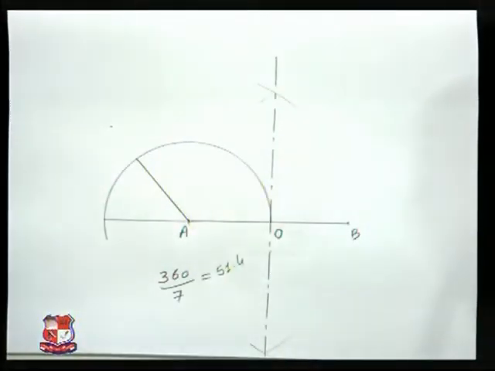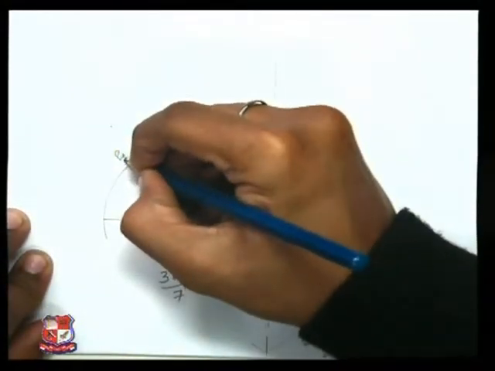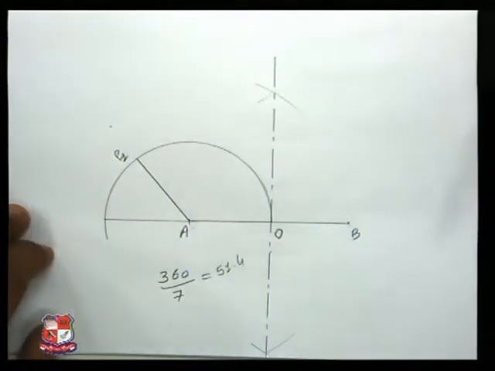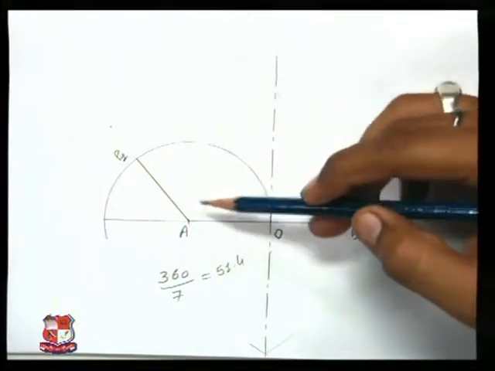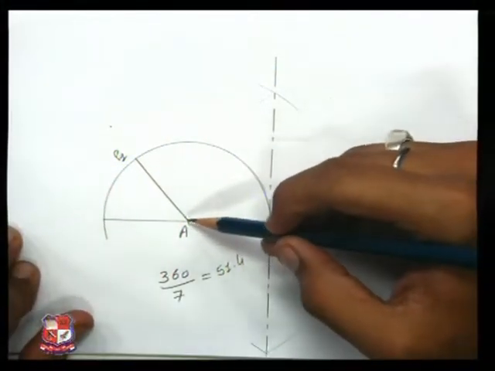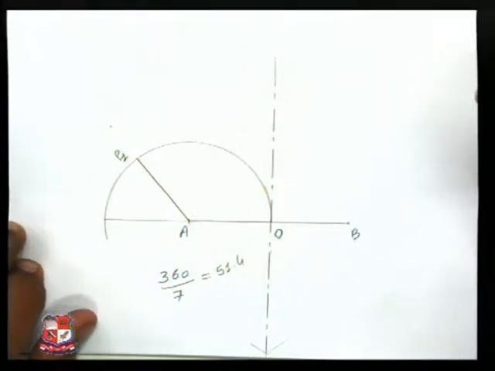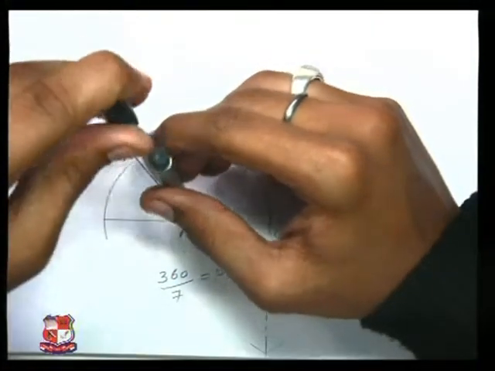and join it. We will name it as P1, let's say. We have joined point P1 with A. Now we will take AP1's bisector and OA's bisector. How we can get the bisector?